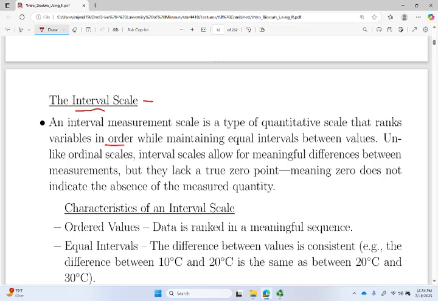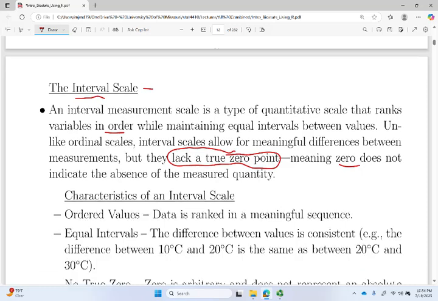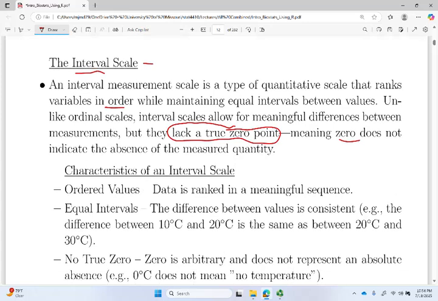The point that's tricky about interval scale is that there's no true 0 point. That means 0 doesn't mean the absence of something. Temperature, of course, is the quintessential example used here. If we're measuring temperatures in Celsius, the 0 value doesn't mean lack of temperature, right? It's just 0 on our scale.